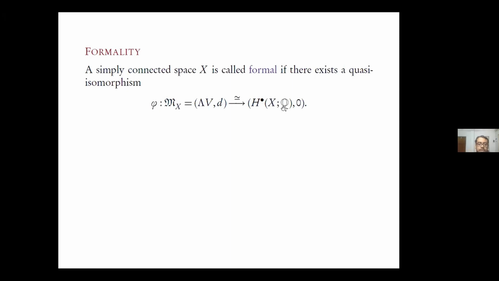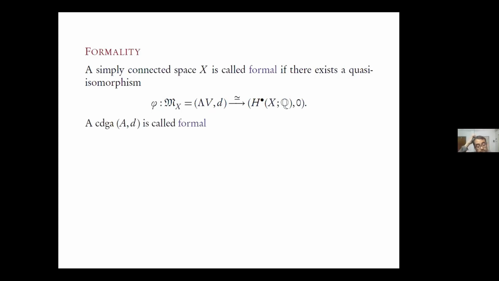Okay. So whenever such a thing happens, you call such a space formal, and we've already seen examples of this. Spheres are formal, complex projective spaces are formal, Lie groups are formal. Okay.